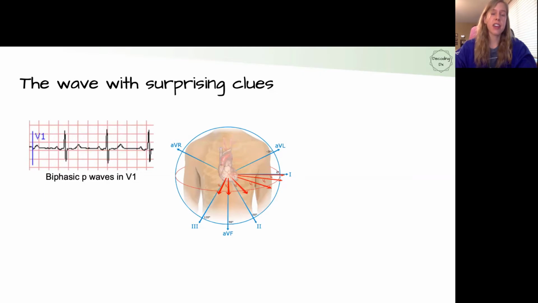So let's say we have biphasic P waves in V1. What I mean by this is you can see that there's a positive blip to the P wave and then a negative blip to the P wave. So there are 2 different morphologies happening in this P wave.